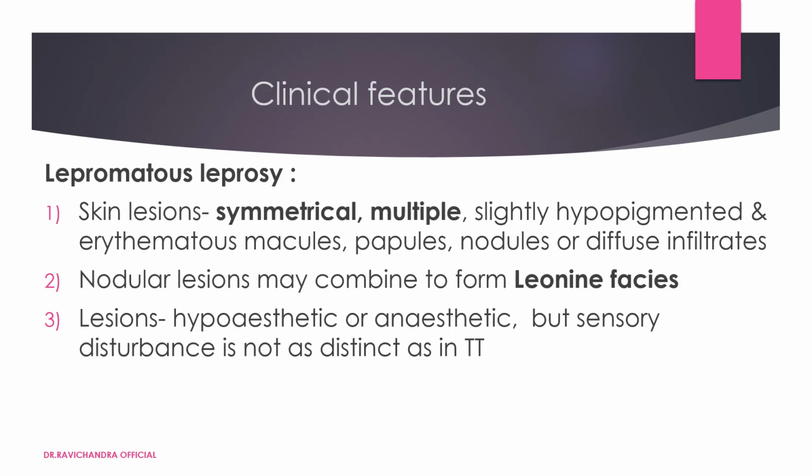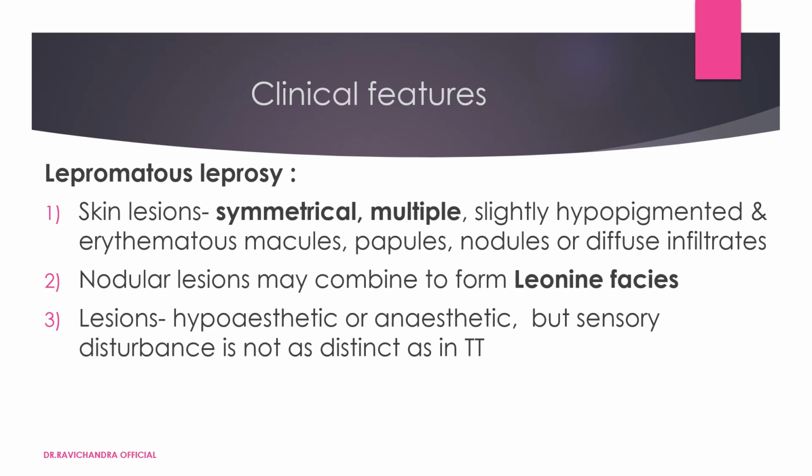Clinical features, in lepromatous leprosy, the skin lesions will be symmetrical, multiple, slightly hypopigmented, and erythematous macules, papules, nodules, or diffuse infiltrates can be seen. Nodular lesions may combine to form leonine facies. Lesions are hypoesthetic or anesthetic, but sensory disturbance is not as distinct as in tuberculoid type of leprosy.